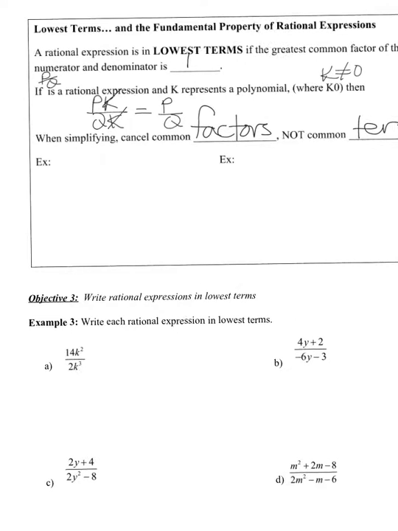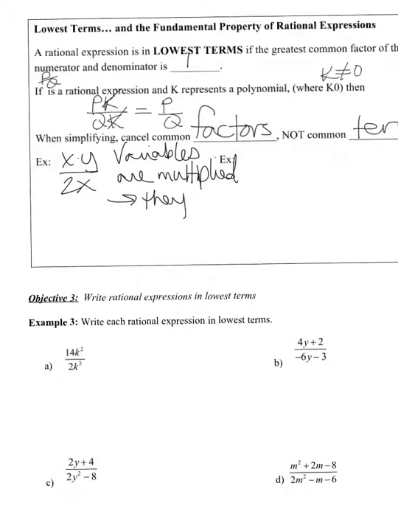Really important. So let's talk about the difference quickly between factors and terms. The example you have written here already is x times y divided by 2x. Notice these variables are being multiplied together. They're written as a product. That means that they are factors. Factors are written as a product, as a multiplication problem.